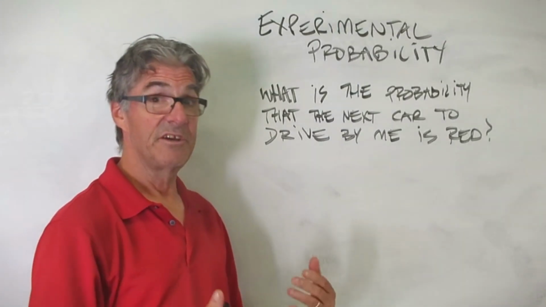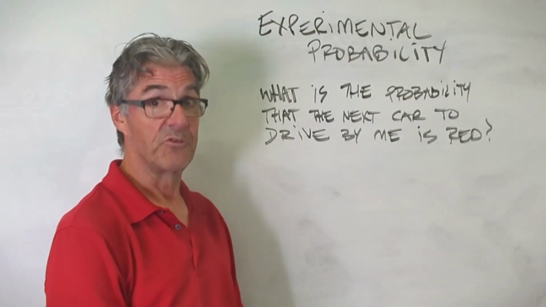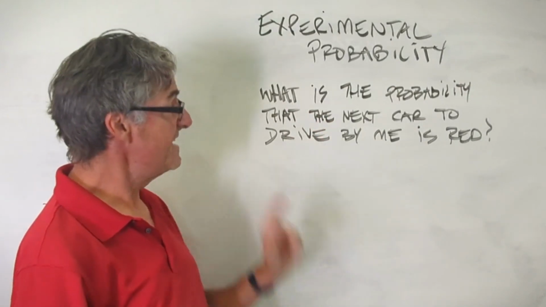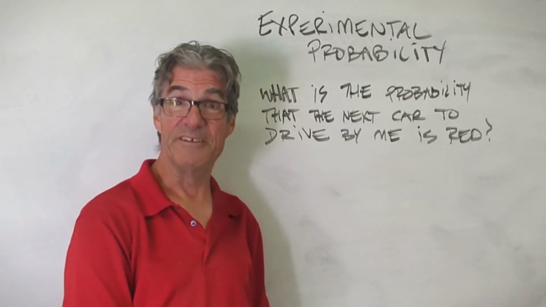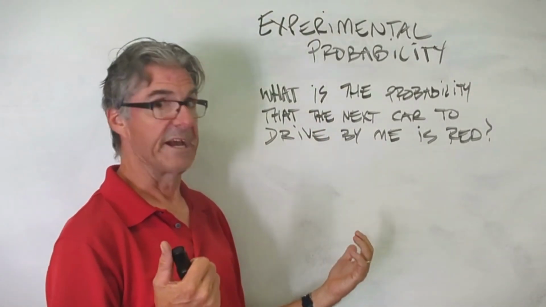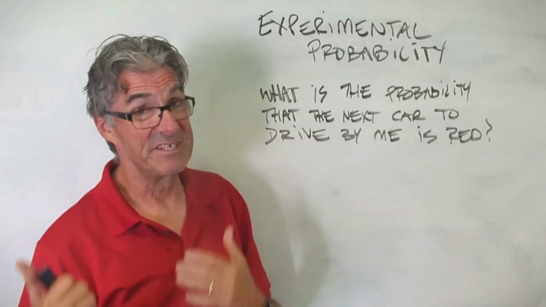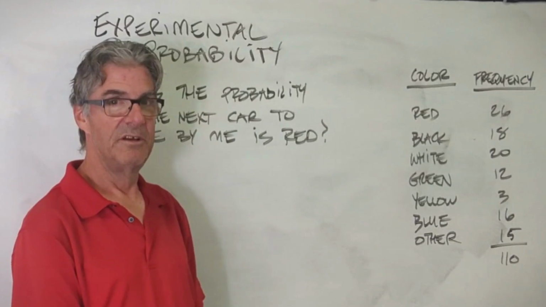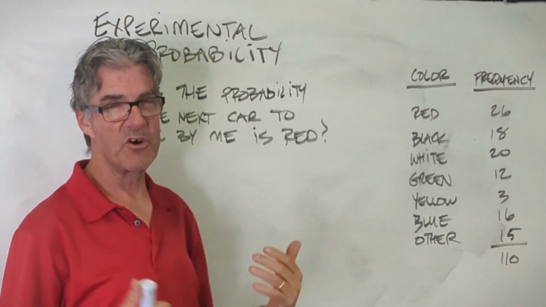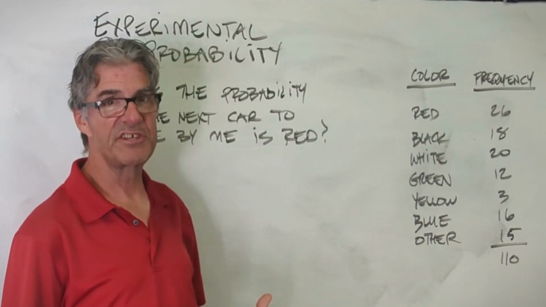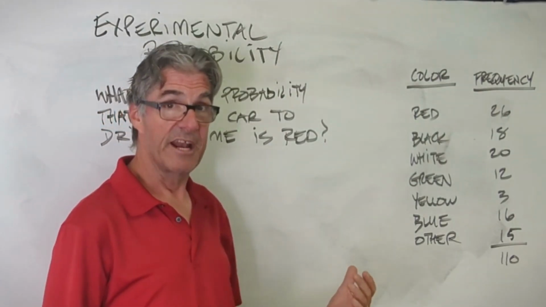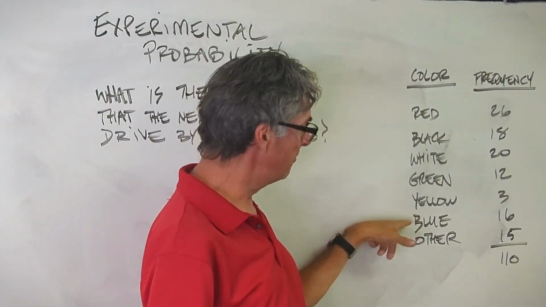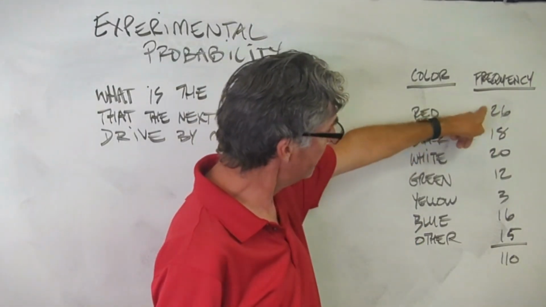Here's a classic experimental probability type of question. Standing on a busy street, what's the probability that the next car to drive by me is red? Now, I can just walk up to that street and make a guess, but I need to collect some data via an experiment before I can really answer this question. All right, let's say I just stood on the street corner for several hours. I counted the cars that went by and I noted their color. And I put my data in this table over here where I'm tracking red, black, white, green, yellow, blue, and then other colors. And I have my frequencies here.